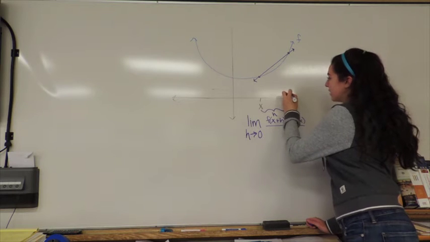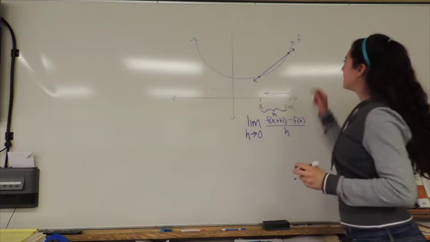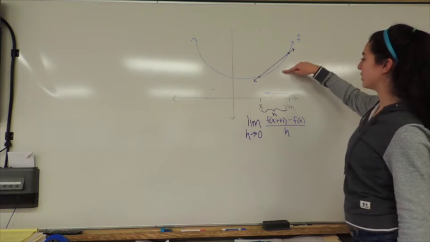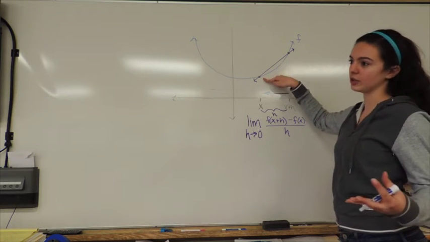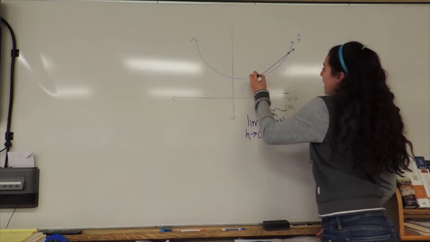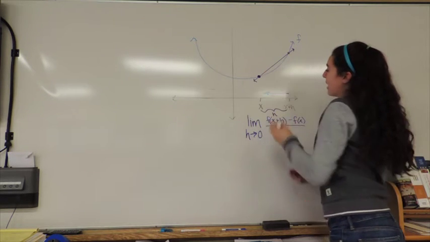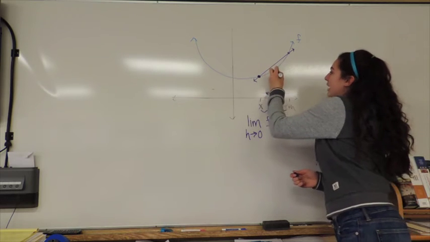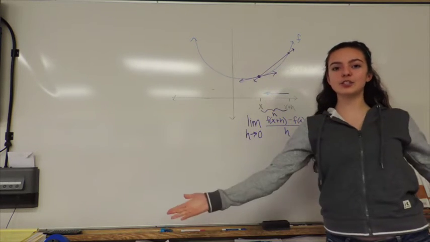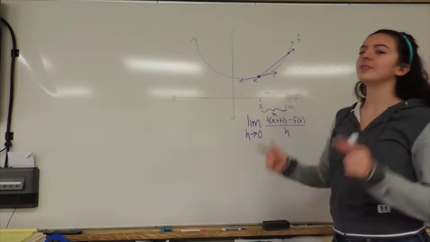So this is getting closer and closer. So this point is getting closer and closer to that point. x plus h is getting closer to x because h is getting closer to nothing. And once h is nothing, then x plus h will be right on top of x, and that will create a tangent line rather than a secant line. And what does the slope of a tangent line give you? It gives you the derivative.